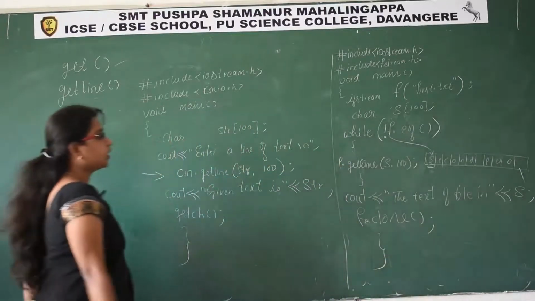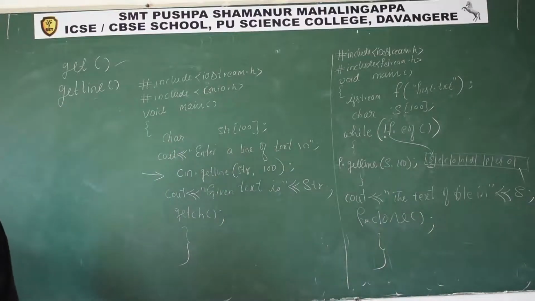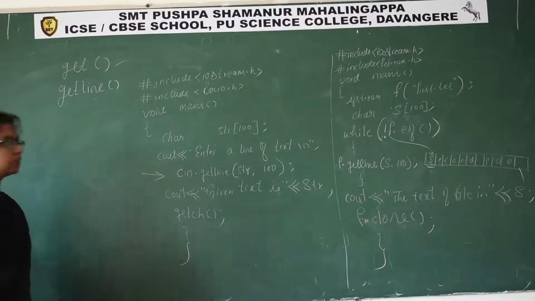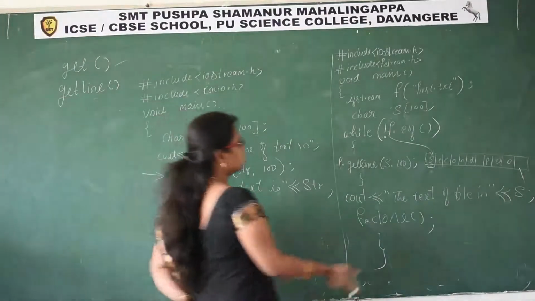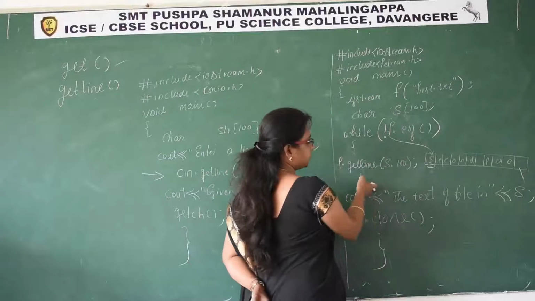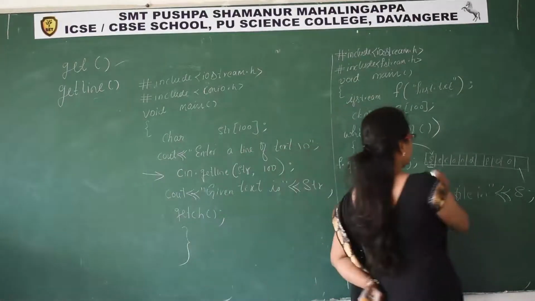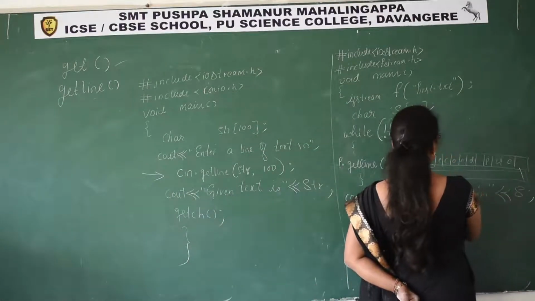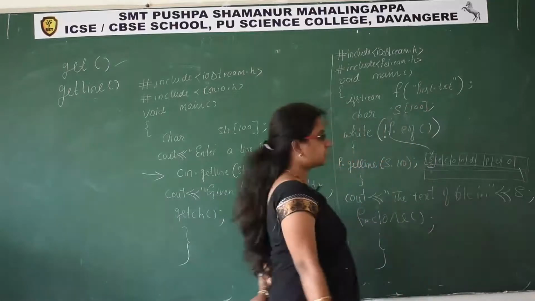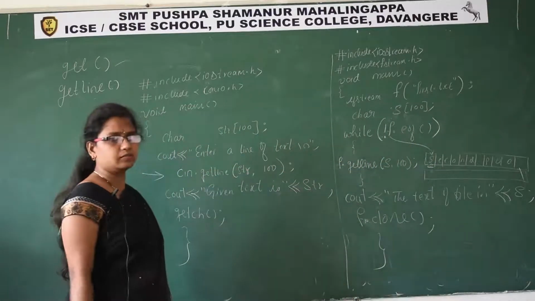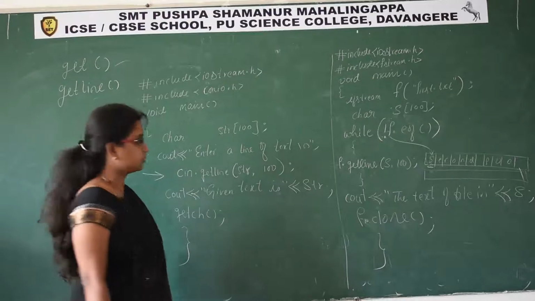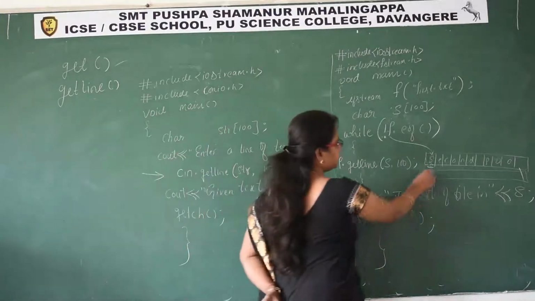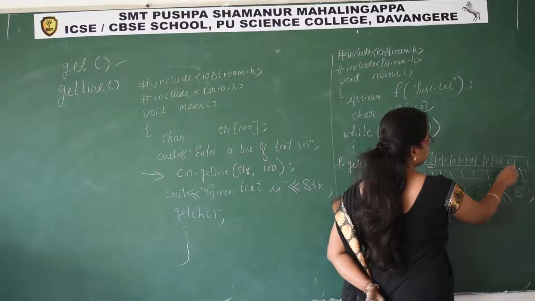In this way you can implement getline. If the file contains more lines, then this will also be applied. If the next line is there, when \n is there, it terminates reading, then it goes to the next line. Some characters are there here.